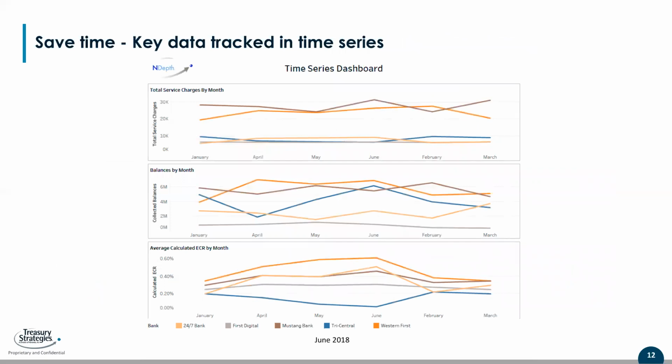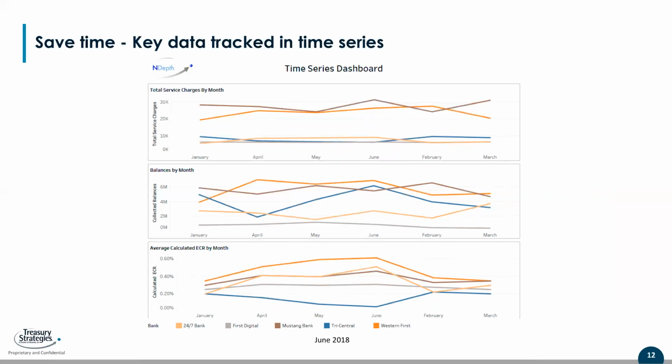Another example of saving time is you don't have to spend any time entering data, formatting reports and graphs and charts to get beautiful dashboard reports like this. So we've picked out a few key metrics that we track over time in a time series report like this. Again, a really useful type of management report that lets you look at the time series of your services spend, of your balances, and of how the banks are moving their ECRs around.